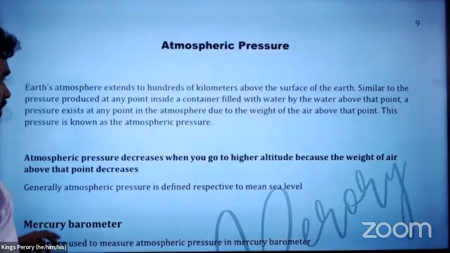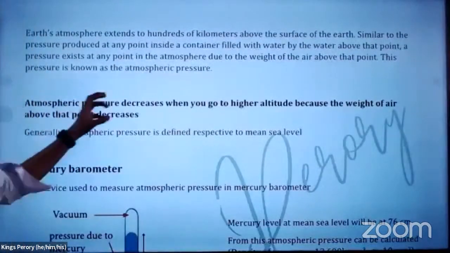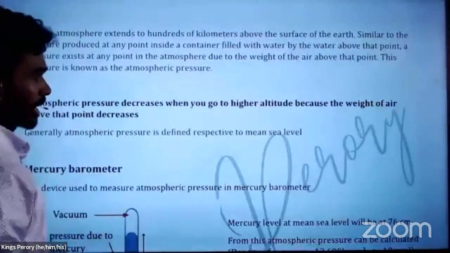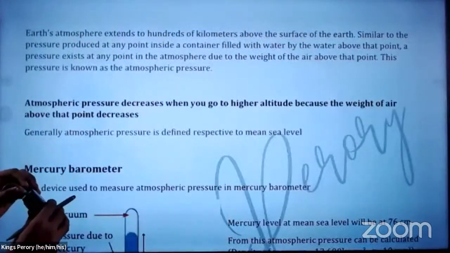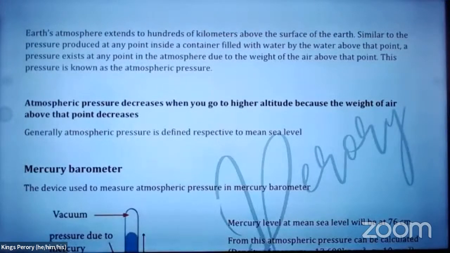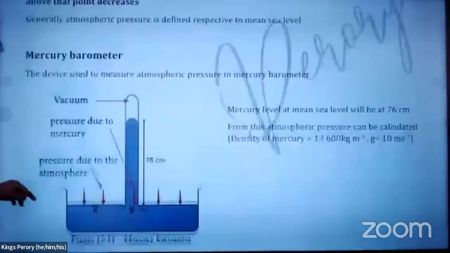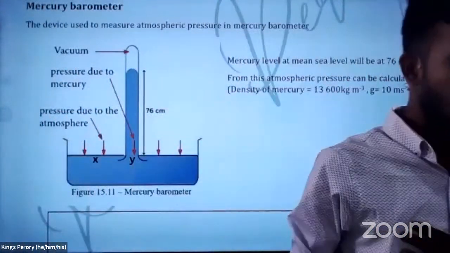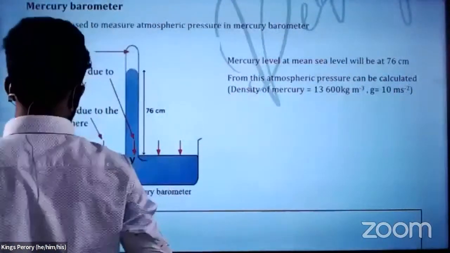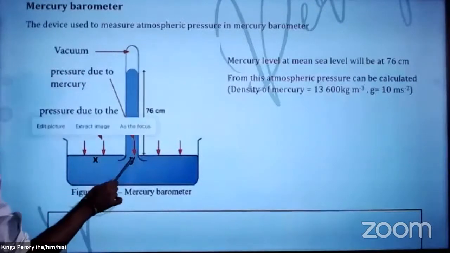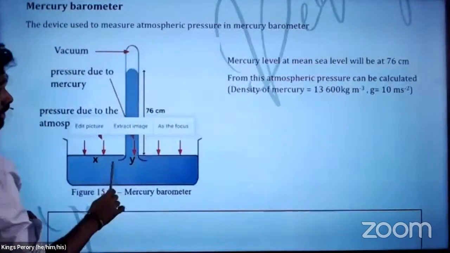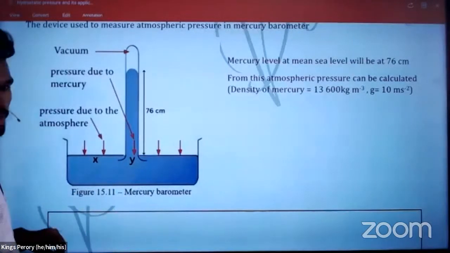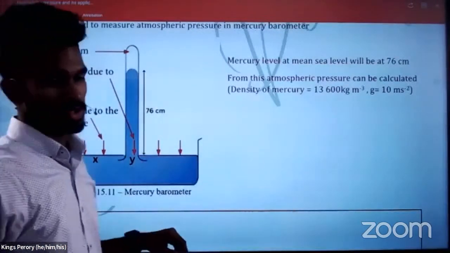Atmospheric pressure, we started. Atmospheric pressure decreases when you go to high altitude, because the weight of the air above that point decreases. Mercury barometer we learned. Here the pressure is atmospheric pressure. Here the pressure is due to the mercury column. So atmospheric pressure is equal to the pressure due to the mercury column, which is H rho G.